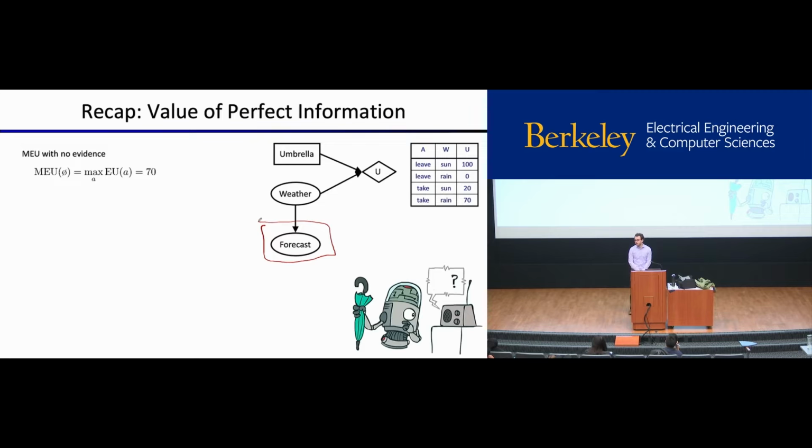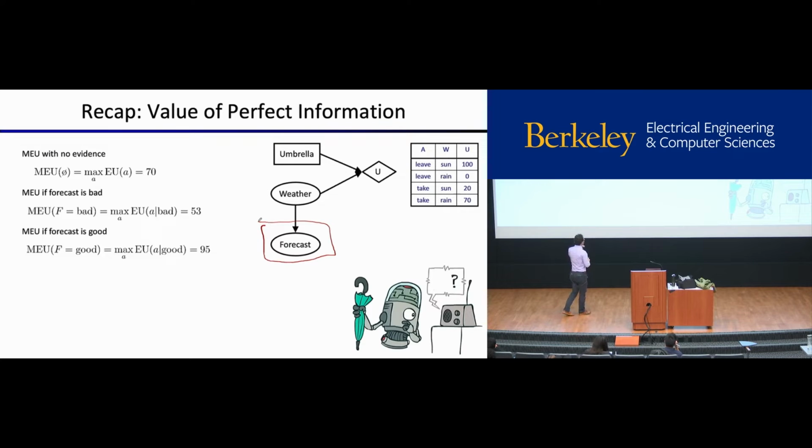Right? So we can calculate our maximum expected utility with no evidence. With no evidence, we did this one last class, so I'm not going to go through the math again. We get 70. We just did this, so if the forecast is bad, we can compute the maximum expected utility. We did this on the last slide, so this is 53. So I won't take you through the math again. We can do the same thing if the forecast is good. The forecast might be good. Who knows? We get the maximum expected utility is 95.